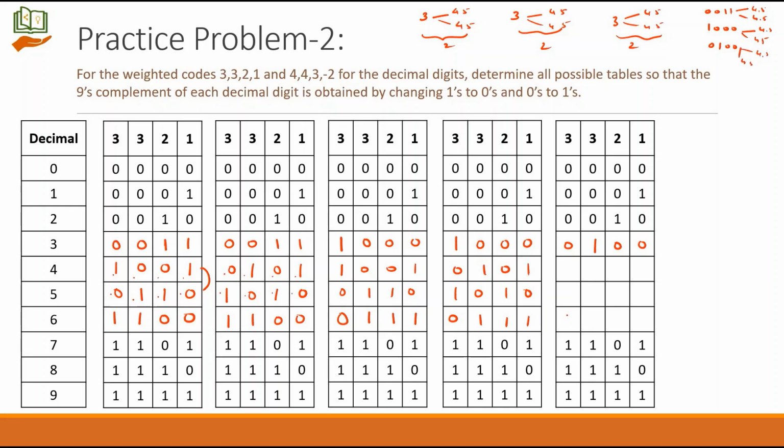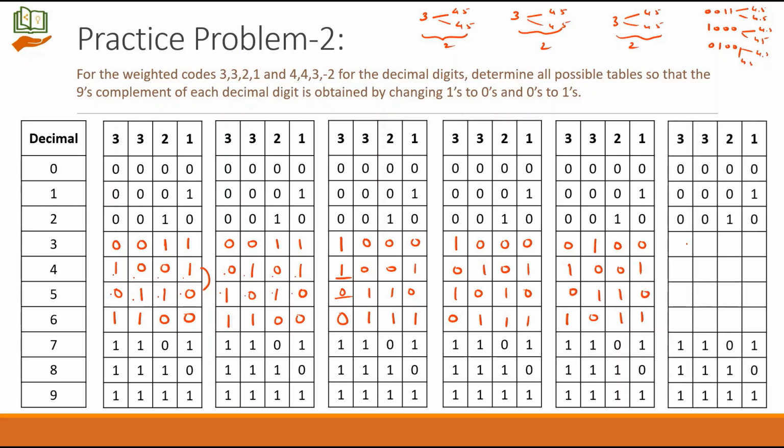Now this will be 1, 0, 1, 1. 3 plus 2 plus 1, which is equal to 6. Now the first 4 and 5 values will come here. And for the 6th table, the 3 and 6 positions will stay as it is. There is no change. And the second combination of 4 and 5 will come here. So 4 and 5 are changing interchangeably.